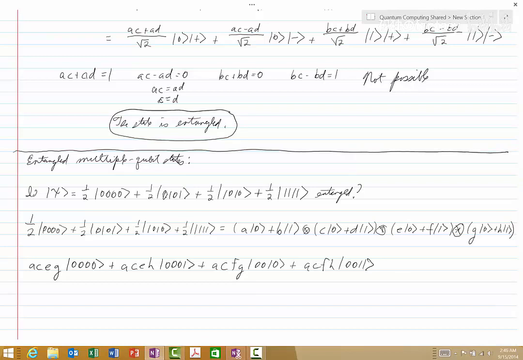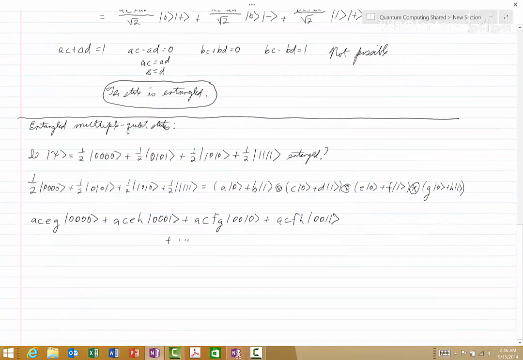And what we notice is that if you went ahead and wrote out all of the 16 terms that you would have, so I'll just say plus dot dot dot, we notice the following. On the left hand side, there are only two terms that begin with 0, and that is the first two, in fact. 1/2 0,0,0,0 plus 1/2 0,1,0,1.